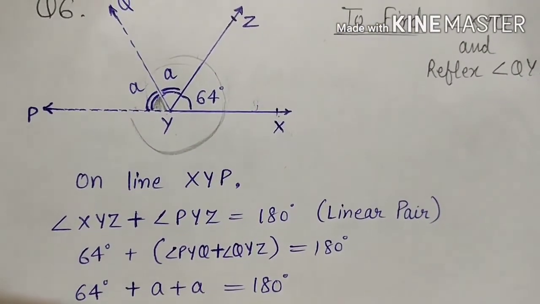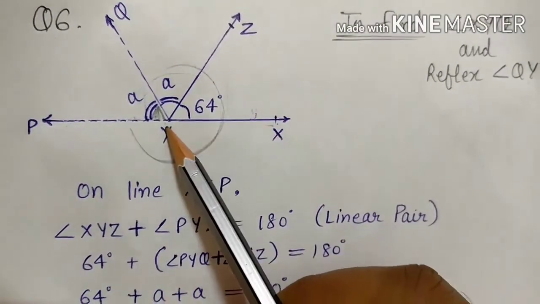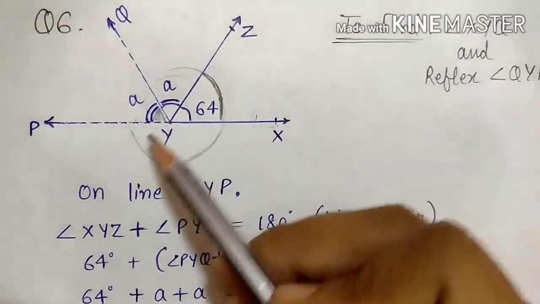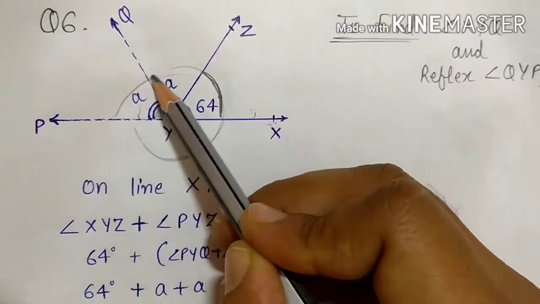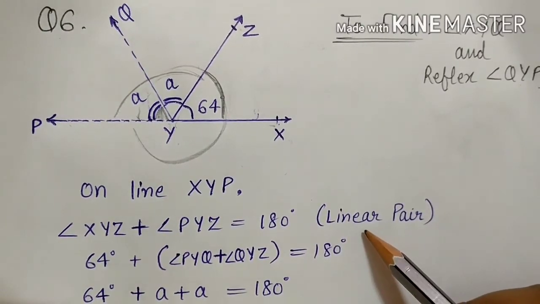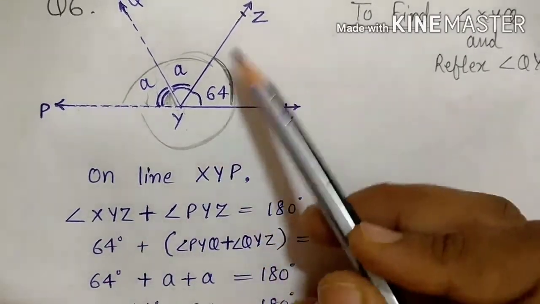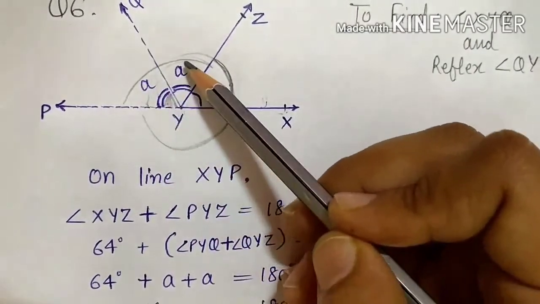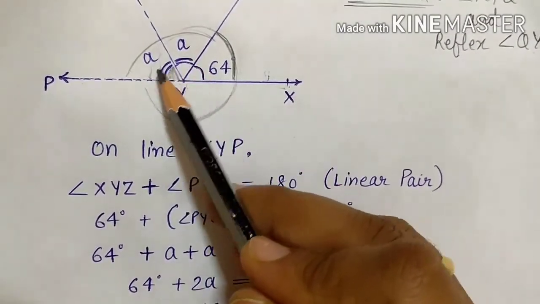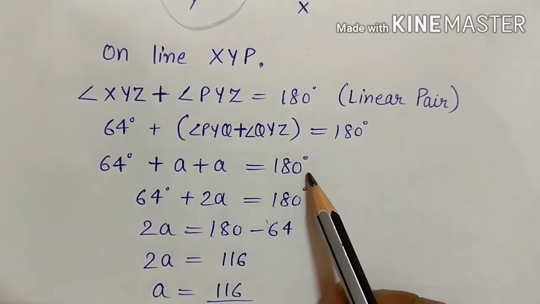On line XYP, you can see this is a line. Here angle XYZ, 64, plus angle PYZ, this whole angle from here to here, these two angles make 180 degrees, that is called a linear pair. Now if we add them, XYZ is already given as 64, and PYZ we can divide into two parts, that is A plus A, or you can say PYQ plus QYZ. Now both values of A are the same because QY is bisecting this. So we can write 64 plus 2A equals 180 degrees.